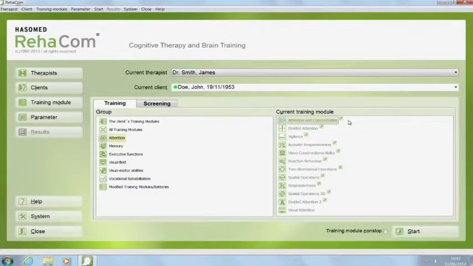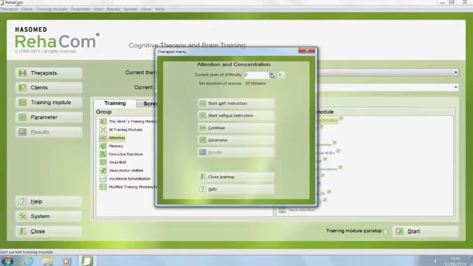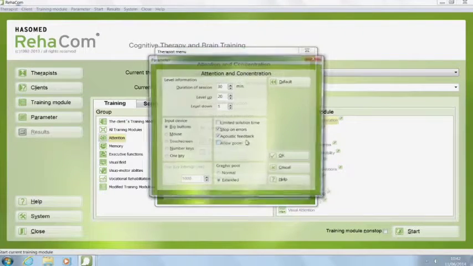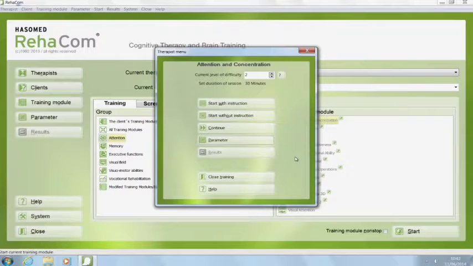Before starting the training module, it is possible to individualize the training parameters. Via the Therapist menu, one can adjust the level of difficulty, duration of session, instructions, help, or stressors according to the patient's needs. It is possible to change these parameters at any time during the training.